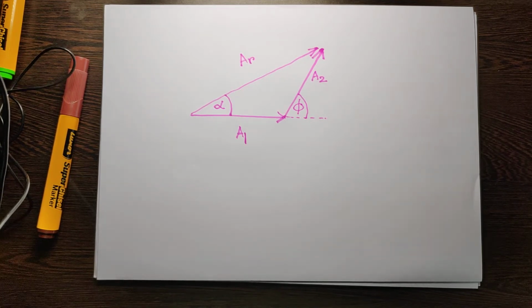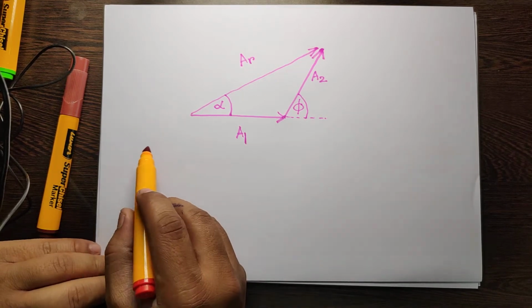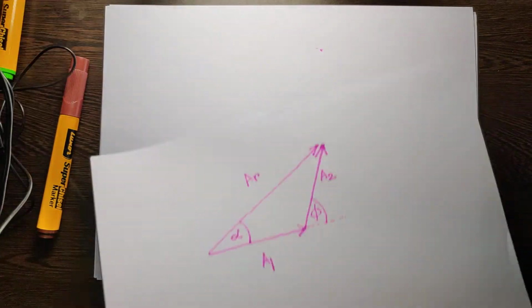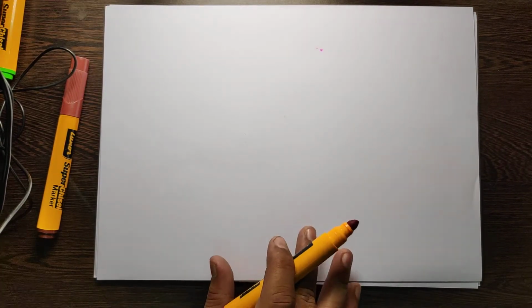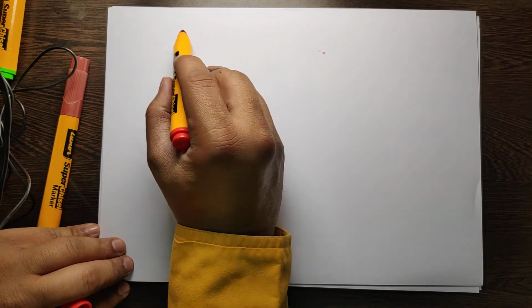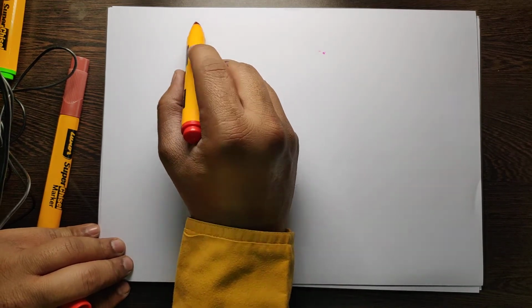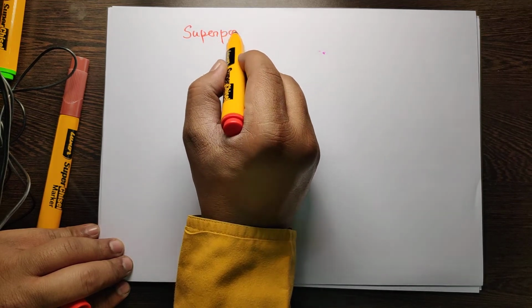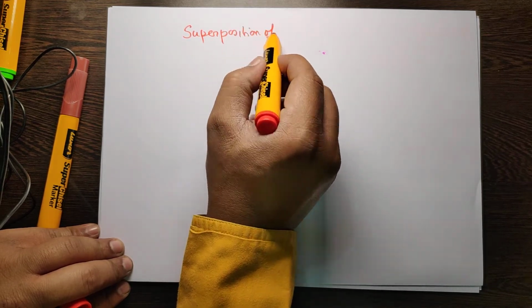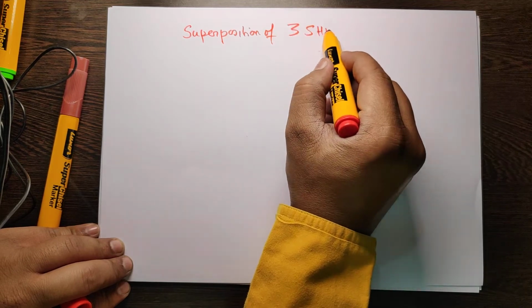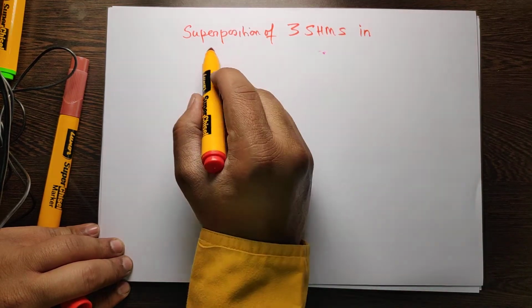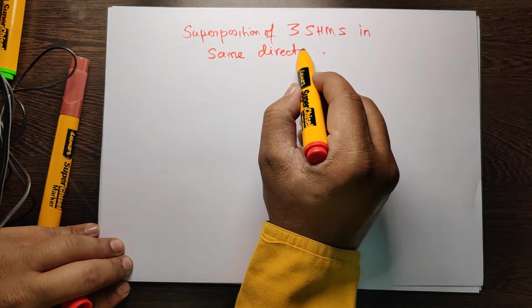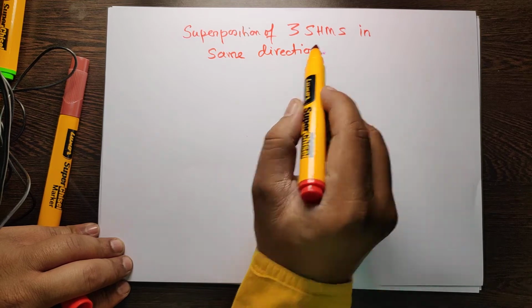In this same way we can expand. Suppose you have to add 3 SHMs or 4 SHMs; I will do it with 3 SHMs on the next page. Suppose superposition of 3 SHMs in the same direction. Here also we will consider all SHMs along the x axis only.